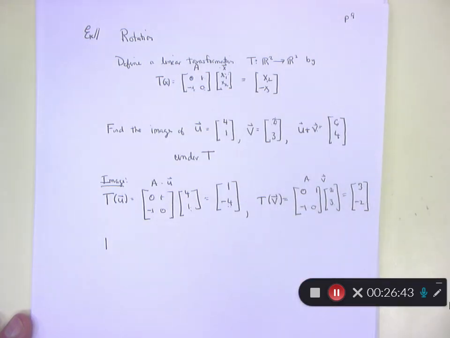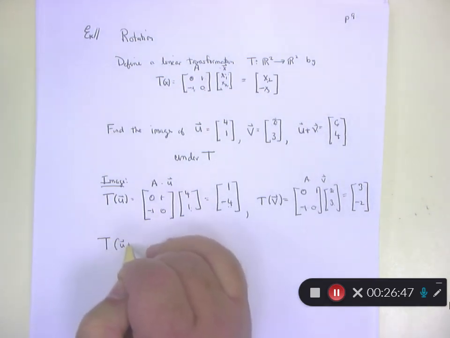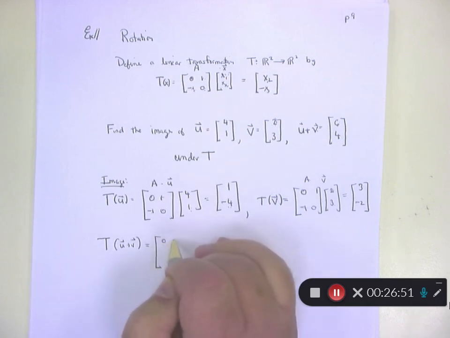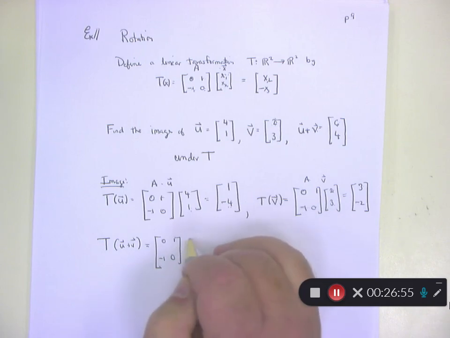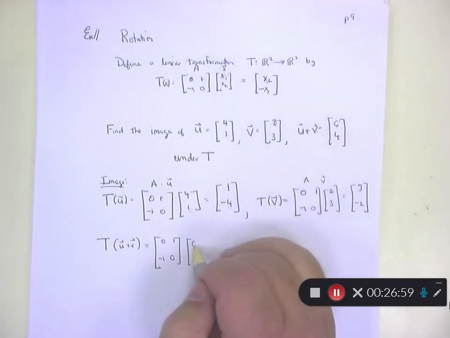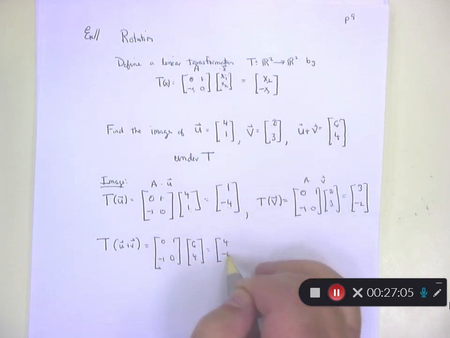Does that make sense? Now, what would T of u plus v be? Well, that would be 0, 1, negative 1, 0, times, what was u plus v? You guys did that one for me. Was it 6, 4? And what do I end up getting? Row by column, that gives me 4. Row by column, I get negative 6.